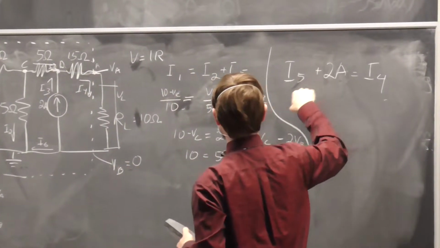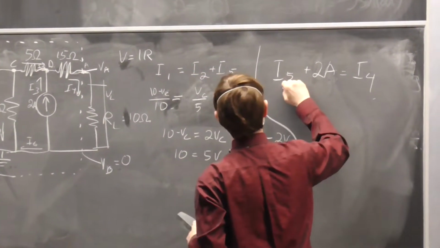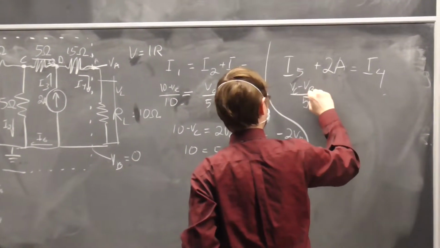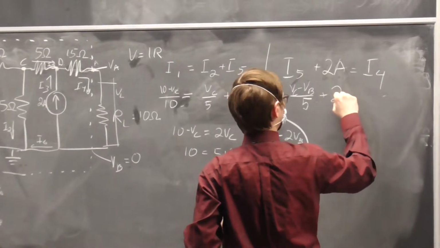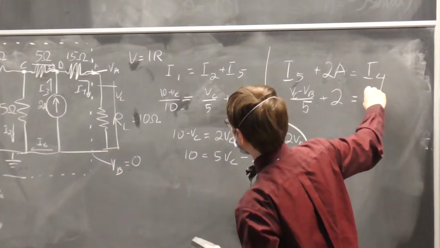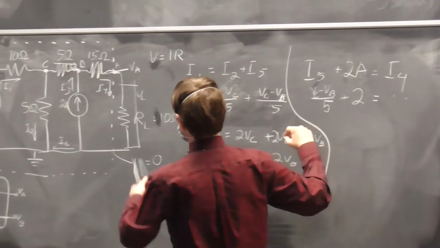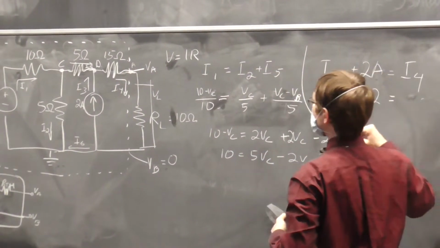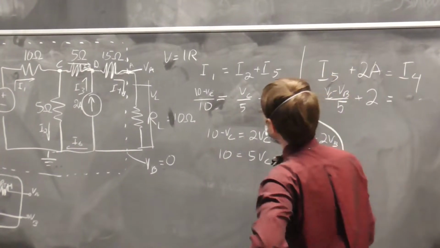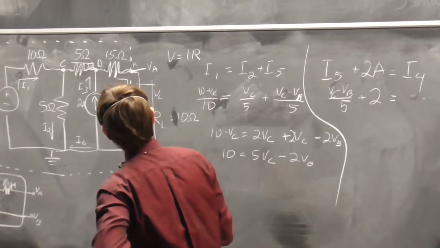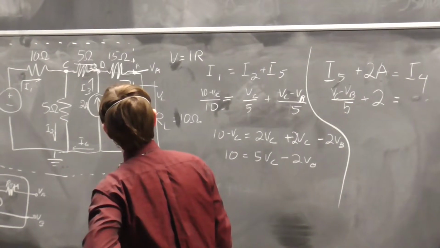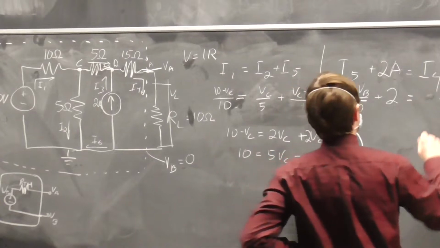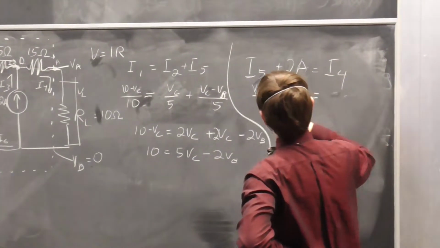So I5 is actually this same I5 term from here. So VC minus VB over 5 plus 2 equals I4. I4 is, of course, both of these guys, right? Well, it depends on whether you want to introduce the VA term, but why don't we just solve for this guy? Or maybe we can't. What do you think?